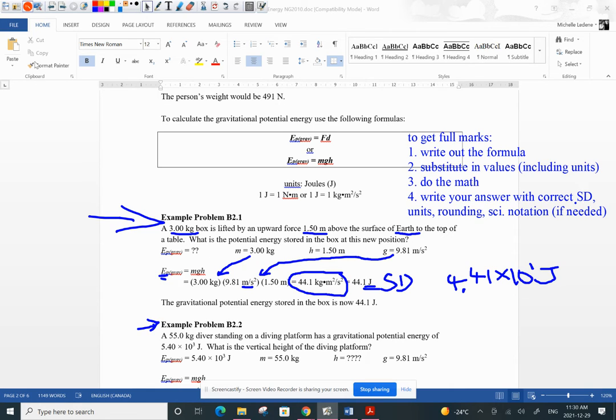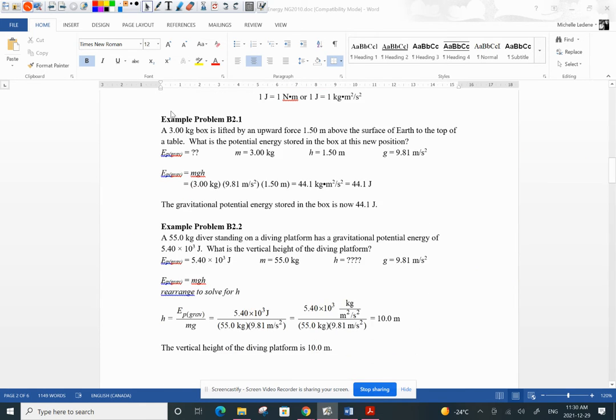And so in this example, you are actually given everything except the height. So you have to rearrange the formula and solve for the height. And when you do that, then you get EP grav over mg. Plug your values in. Now, look at this. There is nothing to cancel here. If I just put in joules divided by kilogram meters per second squared, nothing to cancel.